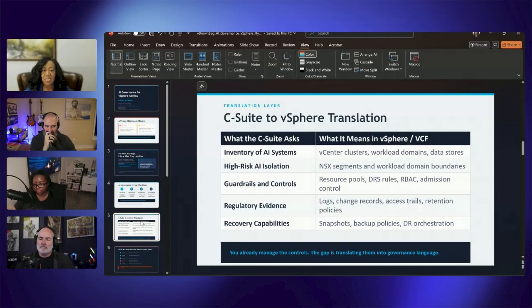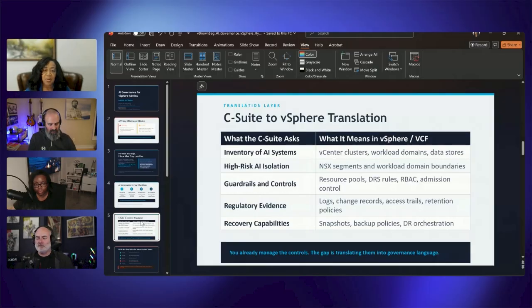And then my favorite is the recovery capabilities. So you always think you have recovery capabilities. It's kind of like a faith in your backups. So your snapshots, your backup policies, and then your DR orchestration. And so when is the last time you tested it? Do you know all the pieces will work? Do you know where you have failover for the different AI, your different workloads, your infrastructure, and your vSphere?